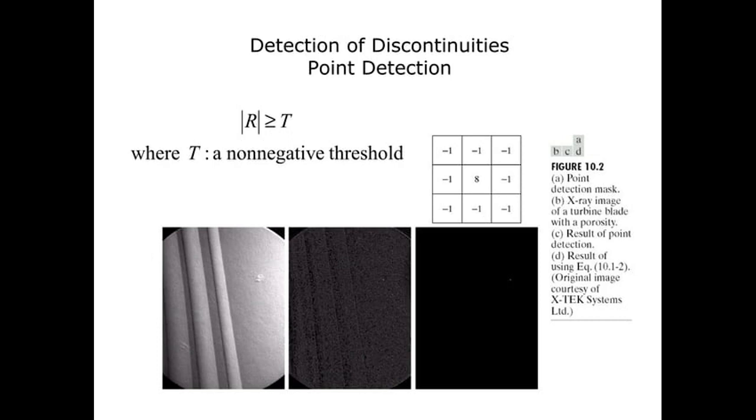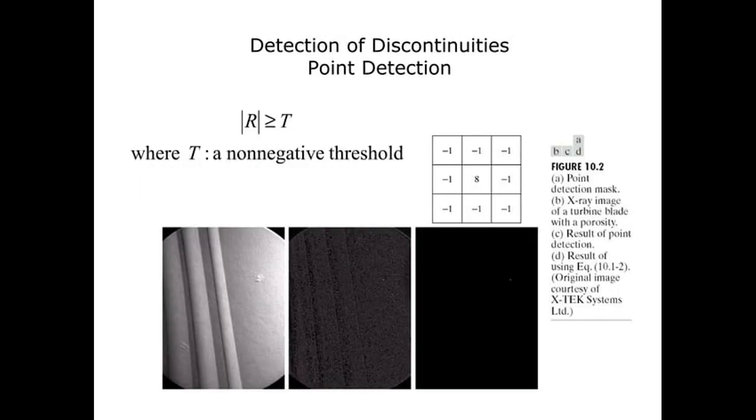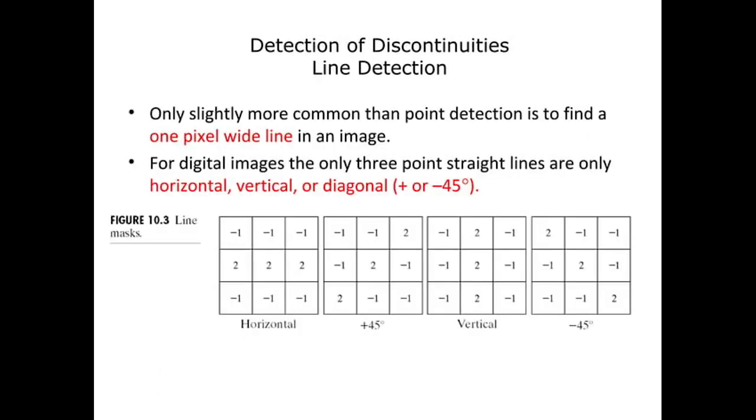Now let us start with point detection. If it is at one point, then we call it point detection. Here we find the value of R and compare it with the threshold, and if the modulus of R is greater than or equal to the threshold, then we call it a discontinuity. Next we go to line detection. In detection of discontinuities we have point detection and line detection. First we complete point detection.